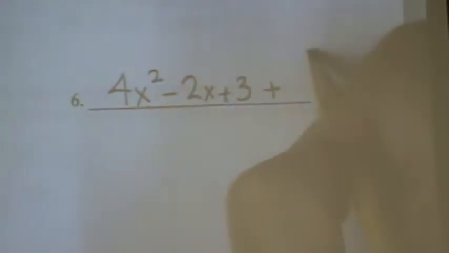So how do you write your answer? It's going to be 4x squared minus 2x plus 3 plus a remainder of 3 over 2x plus 3.